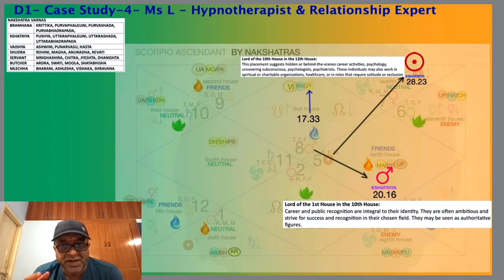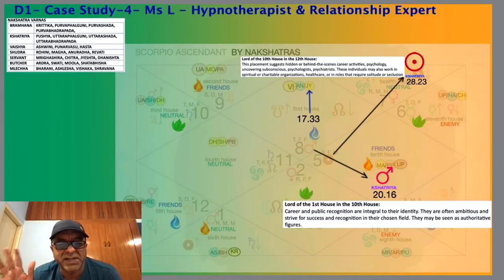So the Lord of the 10th, where has it gone, where has Sun gone? Sun has gone into Vishakha Nakshatra in Libra sign in the 12th house at 28.23 degrees. The Lord of the 10th is in the 12th. 12th sign is all about hidden stuff. It's like working behind the scenes.